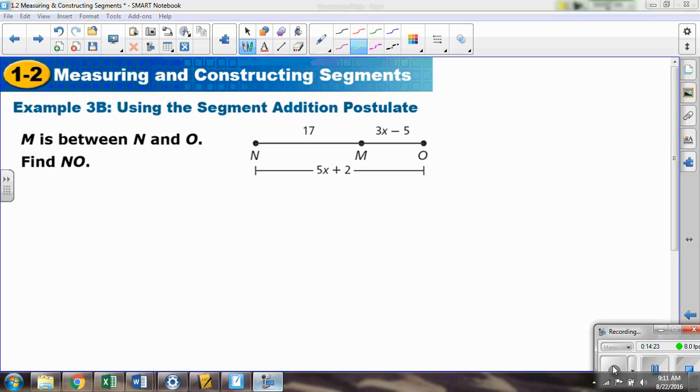So what have we got then? How can we build an equation based on this? Because that's what we need to do. When we're given variables and these variable expressions, we're going to have to build equations and solve them. What's our relationship then? What does the segment addition postulate tell us to do?